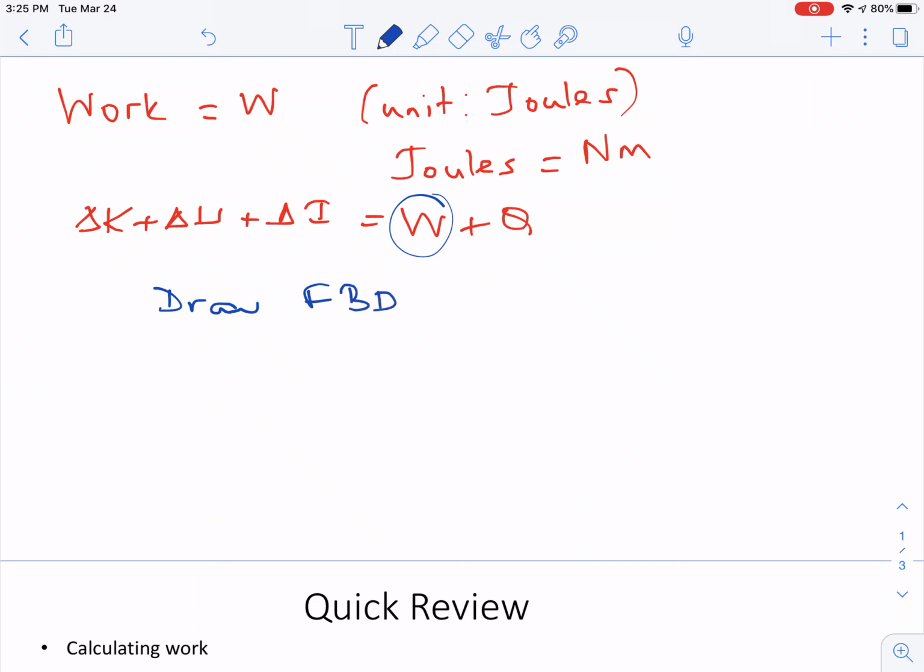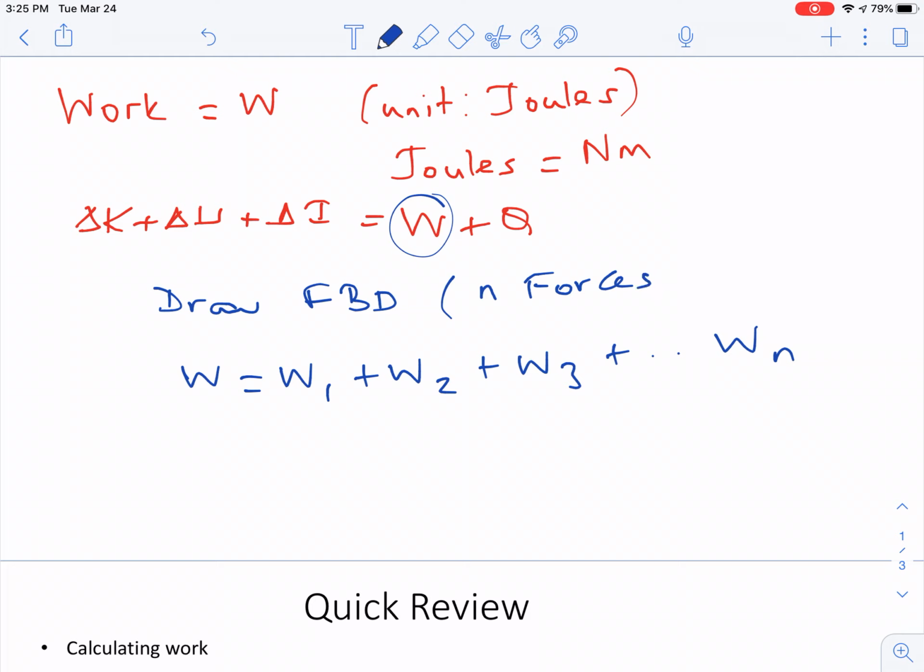And see how many forces are acting on the object, and then you're going to split the work term into that many pieces. So you're going to write down what the work term is: work done by the first force, work done by the second one, work done by the third one, maybe you have a lot more, and work done by the nth force. So this assumes n number of forces, okay? So you are going to write this down individually.